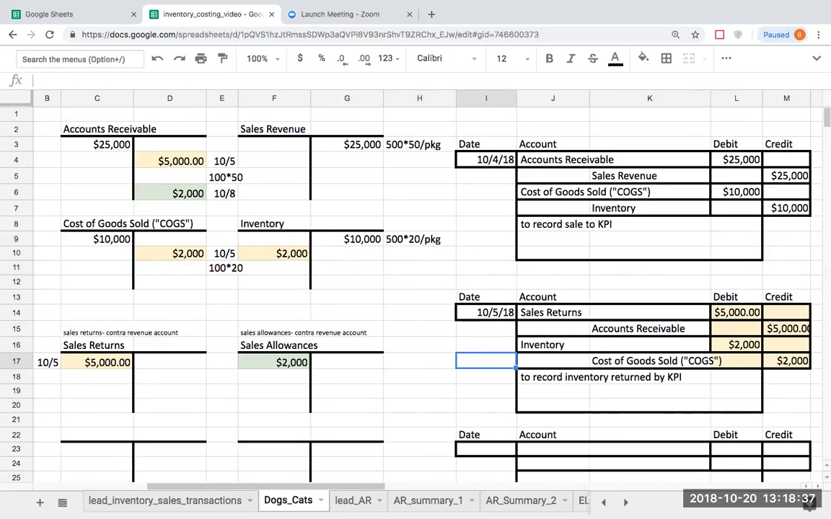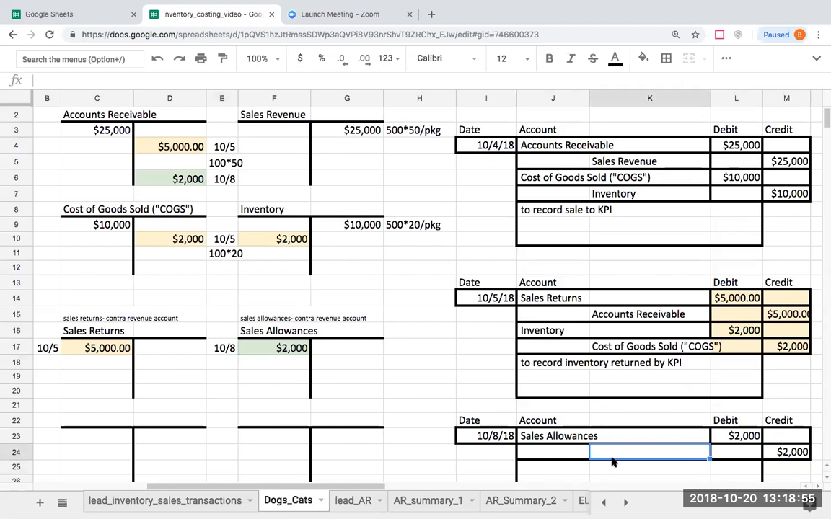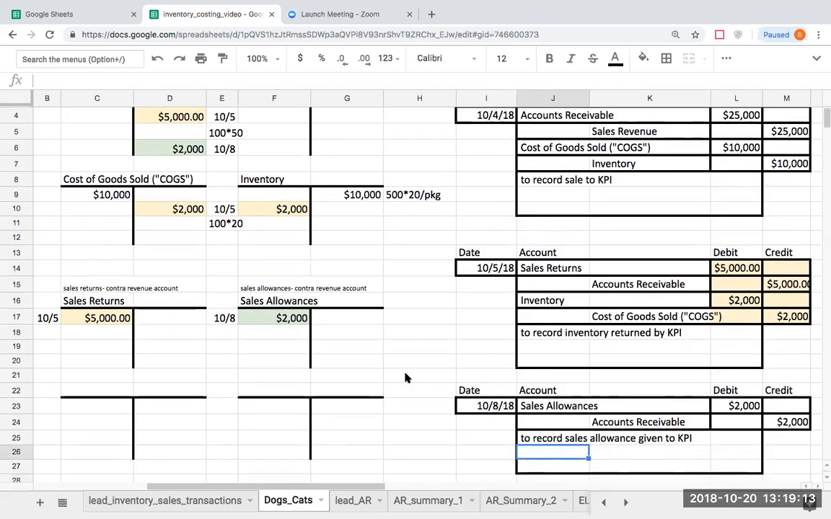So now I come over here to record my transaction. And this was on October 8th. My date here is October 8th, 2018. I am debiting sales allowances for $2,000, and I am crediting accounts receivable for $2,000. And this is to record, let's say, sales allowance given to KPI. And in reality, I would probably add some more notes here to say why it was given, just so I can have a better understanding of what that is.